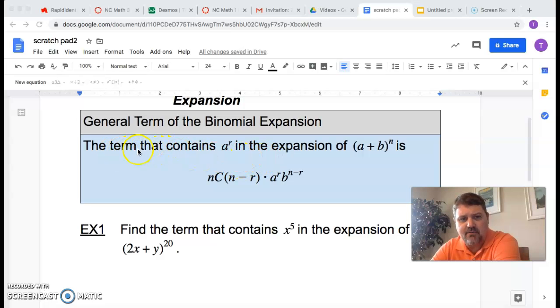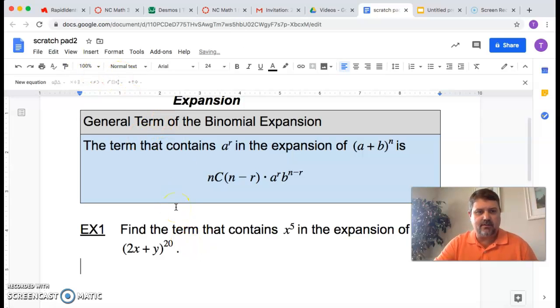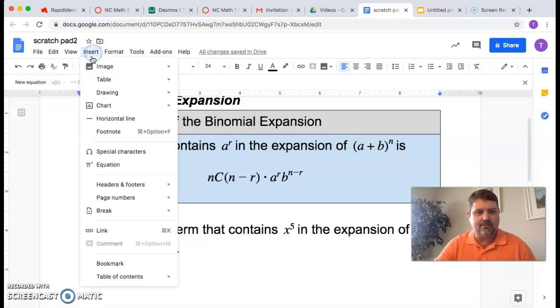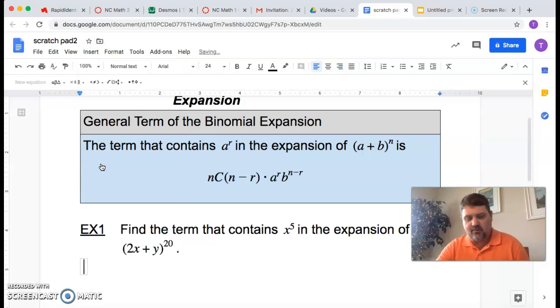All right, so what this says: we're expanding a plus b to the n power, and the term containing a to the r, which is referencing this a, is found by computing n choose r, where n is the power that this binomial is raised to, times a to the r, times b to the n minus r. My example down here, I think you'll find pretty helpful. Let's get right to it. We're going to compute this, and I'm going to follow this formula exactly.